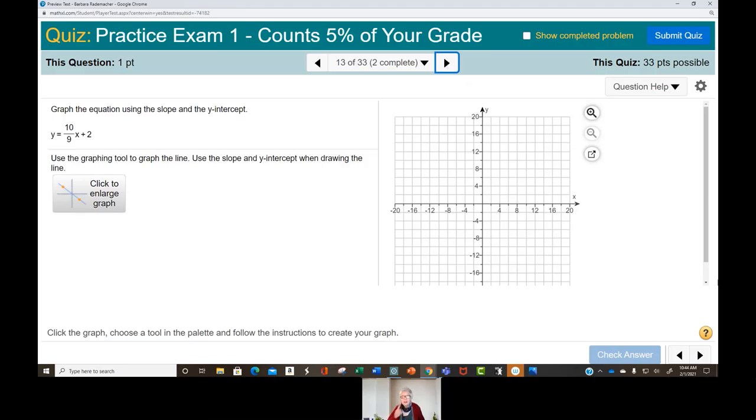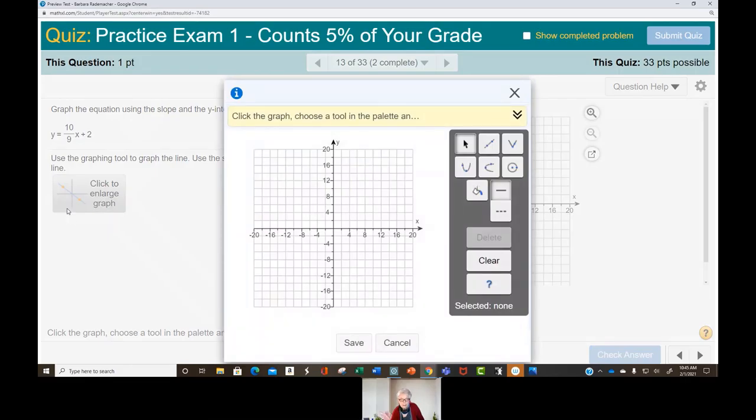Yeah, these are very tricky because you're only allowed to use particular points. If you just find any 2 points on the line and graph them, you'll graph the line. But that's not how to use this method. So what you would do here is click. There I go.